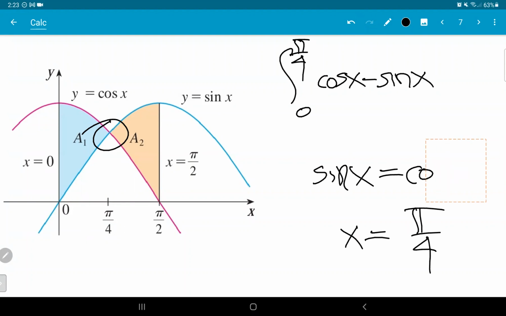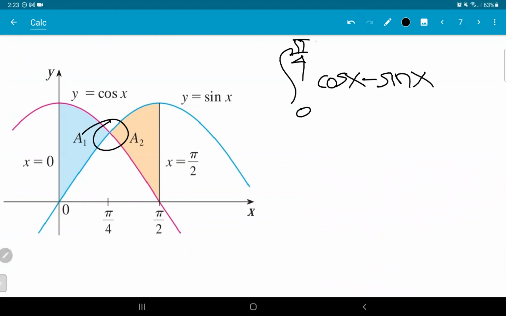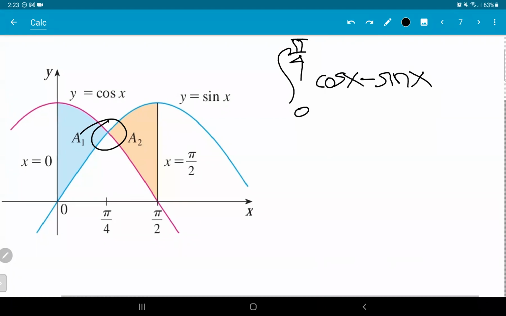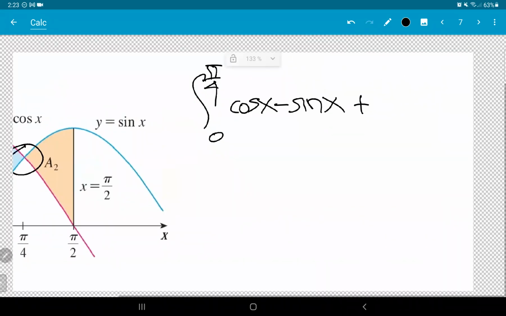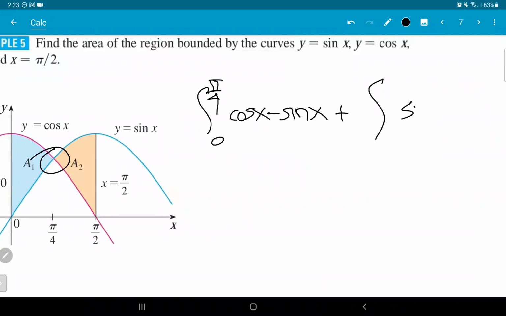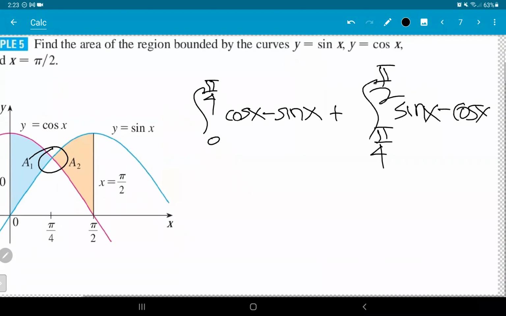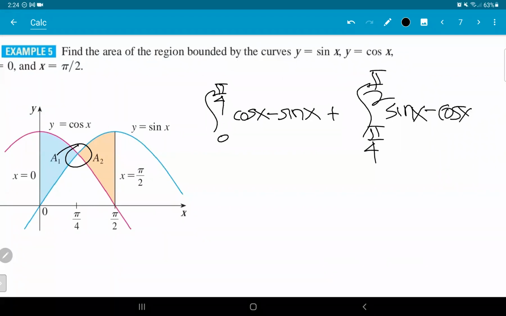Okay? So that means we will have to use for the upper limit of this region, pi over 4. The region extends from 0 to pi over 4. And then the other region from pi over 4 to pi over 2, so those will serve as the limits of integration. So we have a plus. Now this time, it's the sine that's higher. So sine x minus cosine x from pi over 4 to pi over 2. And there we have the correct setup for the region in consideration.